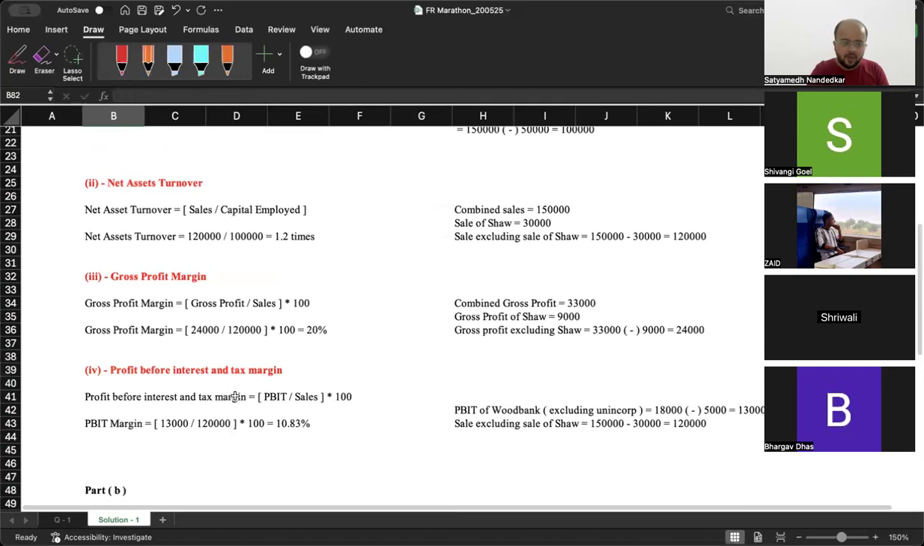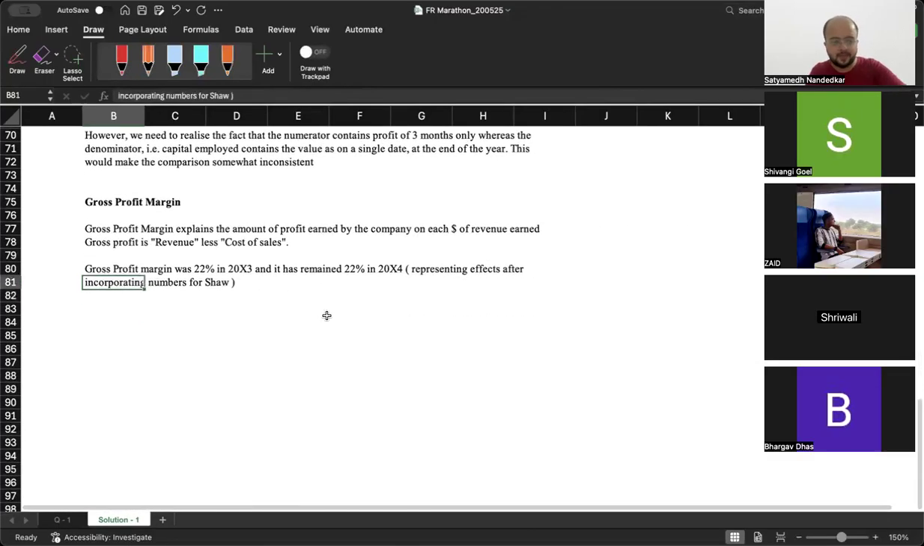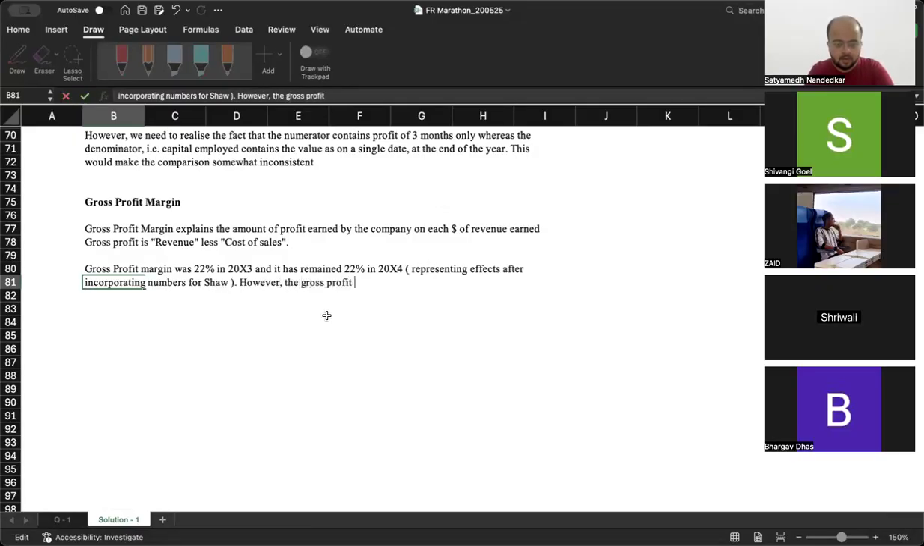But if I look at Woodbank का gross profit margin, then the gross profit margin of Woodbank after excluding the gross profit of Shaw is only 20%. Just write down. However, the gross profit margin of Woodbank excluding the impact of Shaw is 20%.